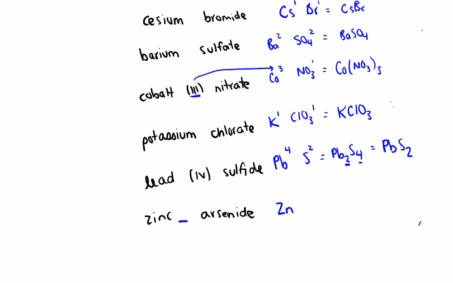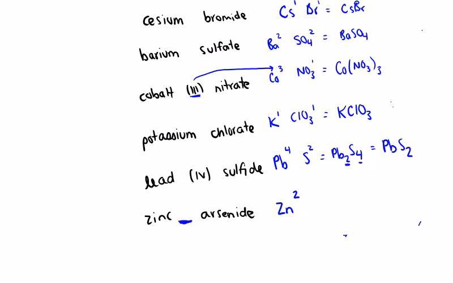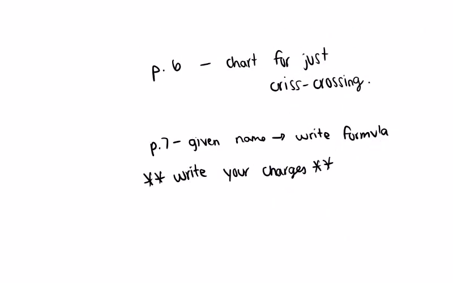And zinc arsenide. So zinc, if you put your finger on zinc, the symbol is Zn. It's a transition metal. It didn't give us Roman numerals, so that means that you should know the charge. So Zn with a 2. Arsenide, we'll have to look for. We haven't used it yet. Arsenide is As, and it has a -3 oxidation number. So As3. So my formula would be Zn3As2.